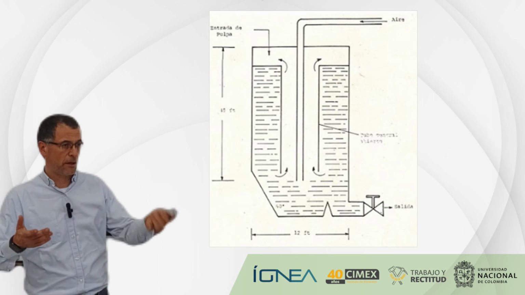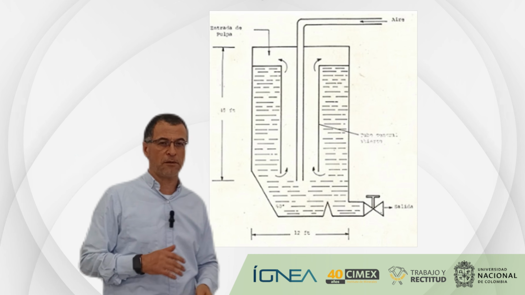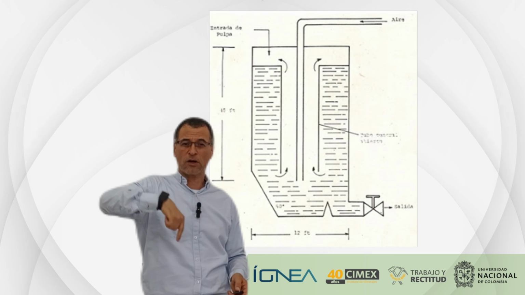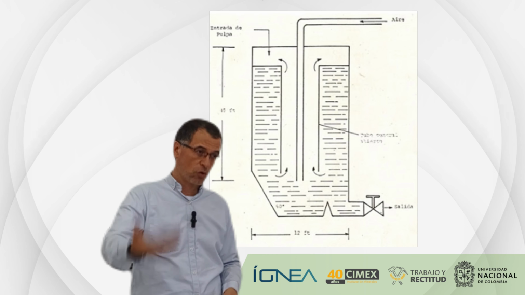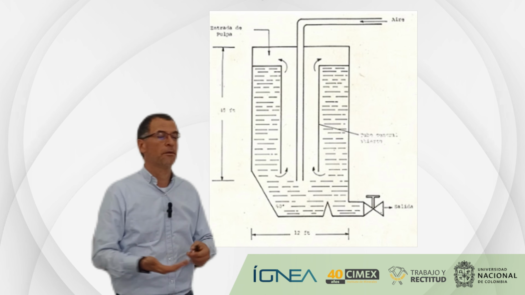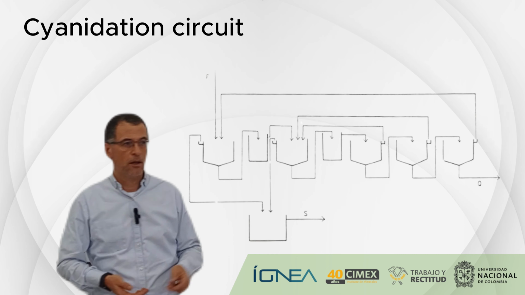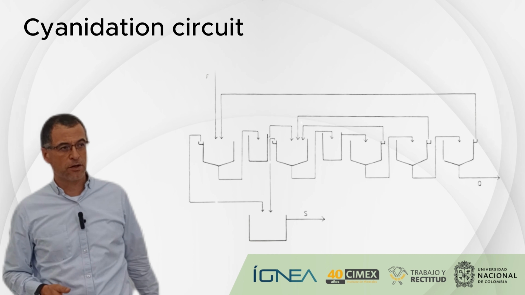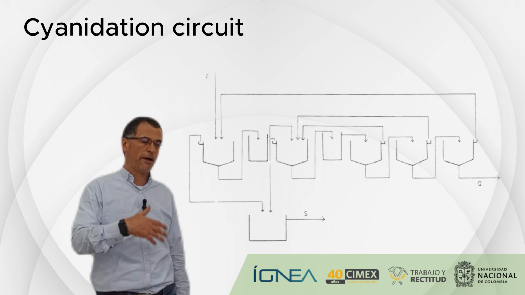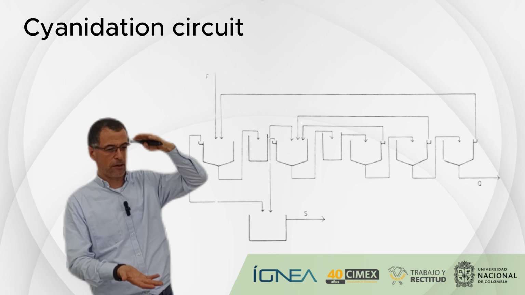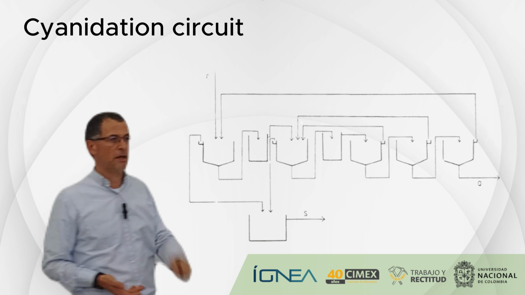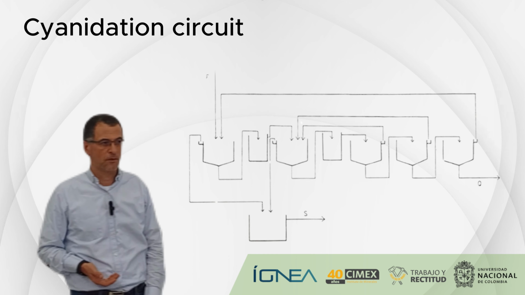Okay? There are different kinds of Pachuca tanks. You can inject oxygen in order to help the solution and the reaction between the solid and the liquid. Okay. This is a typical cyanidation circuit where you use agitation and you use thickeners in order to have more efficiency in the process. Okay.